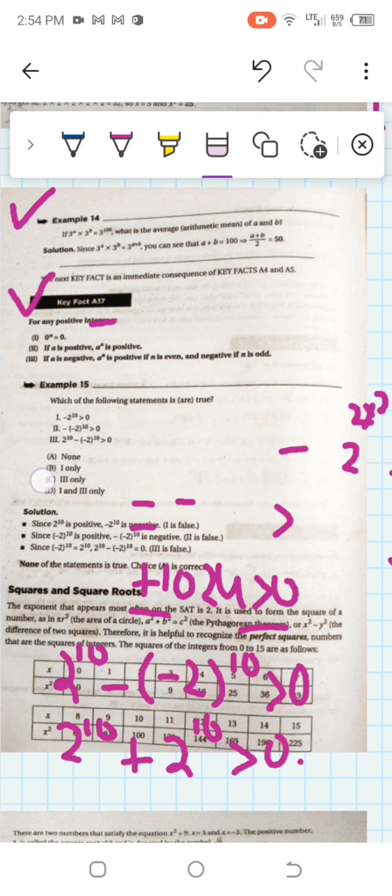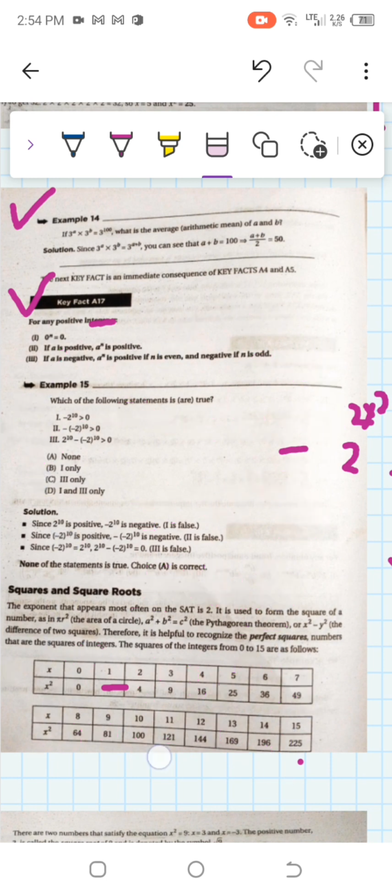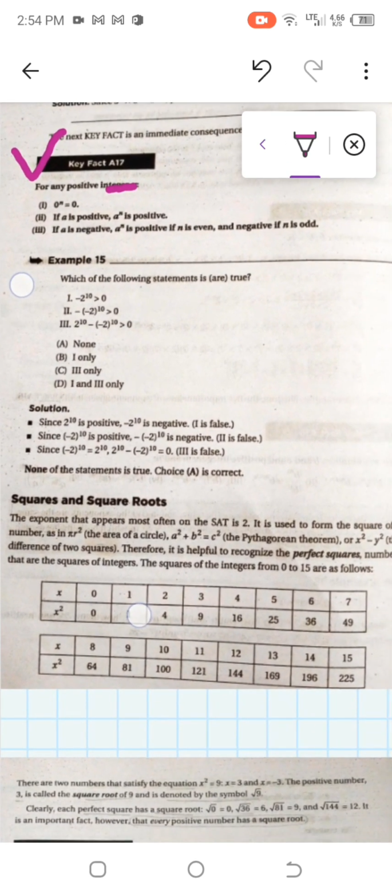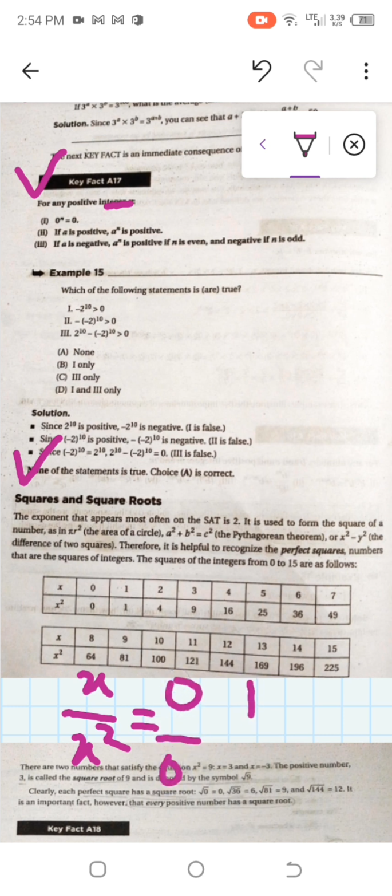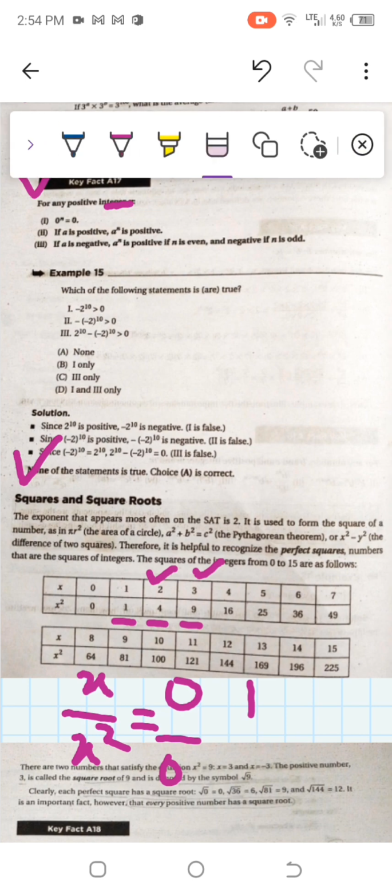Now we are going with squares and square roots. I hope everyone is familiar with this. Have a look. The exponent that appears most in the set is 2, like x square. If x is 0, the square will be 0. If x is 1, the square will be 1. If x is 2, then the square of 2 will be 4. If x is equal to 3, then the square is 9. So these are all simple basic squares.